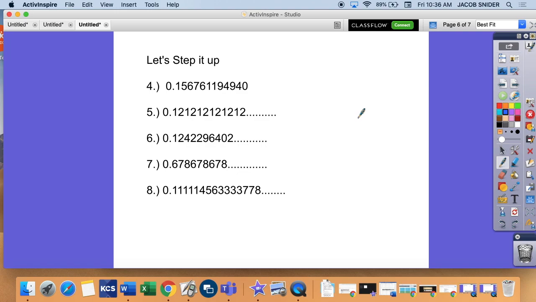All right, so I got first one, 0.1567611949440. Okay, what does that look like? That's a big, ugly looking one, but it is a terminating decimal, because it ends. It's a big number, it's got a lot of decimal places, but it does end. Now I got 0.1212121212. I like reading my decimals out loud like that so I can catch that they are going to be repeating: 1, 2, 1, 2, 1, 2, 1, 2. So it's going to be repeating.